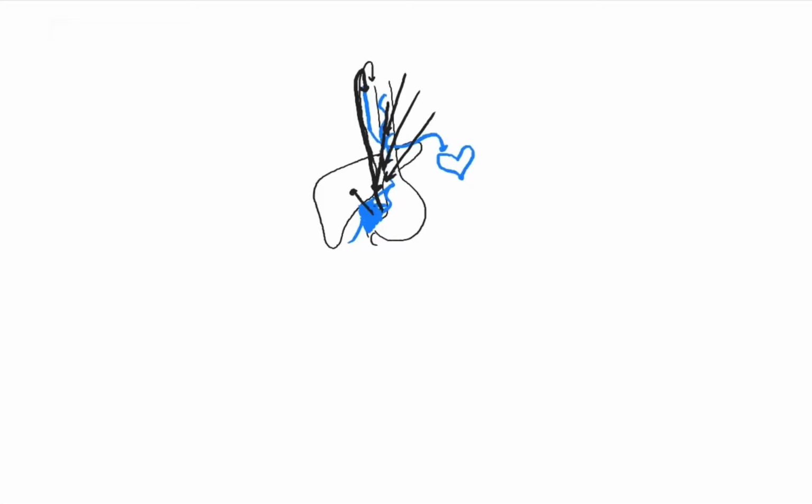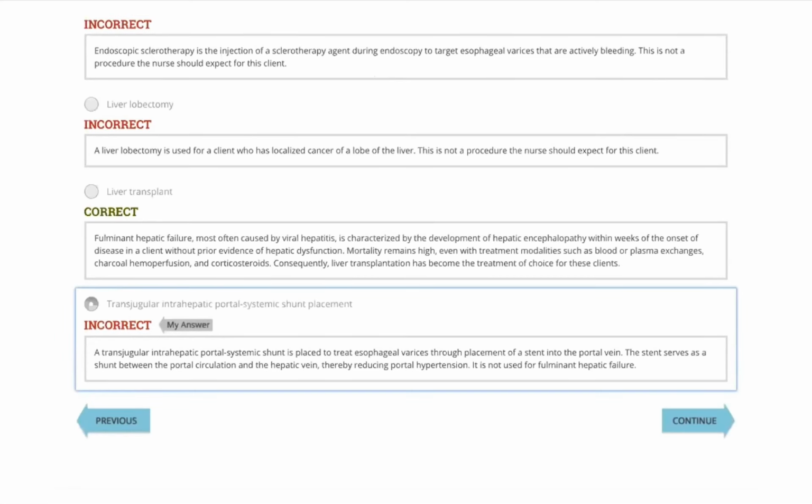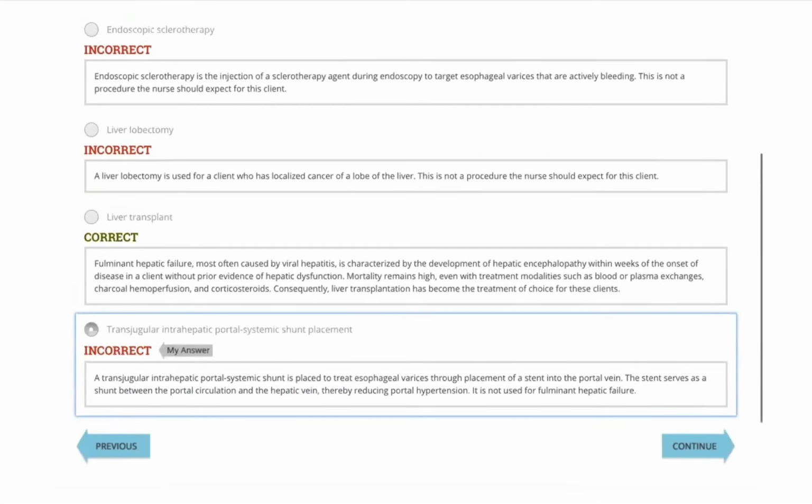Does that kind of make sense? Yes, sir. Okay, you don't have to know the anatomy of it. Just know that we're redirecting that blood that would otherwise go to the liver. We're creating a shortcut for it to go back to the heart through the jugular vein. Make sense, sir? Yes, sir. But that's specifically for esophageal varices, so the veins in the esophagus won't be dilated and things like that. Make sense, sir? Yeah. Okay.